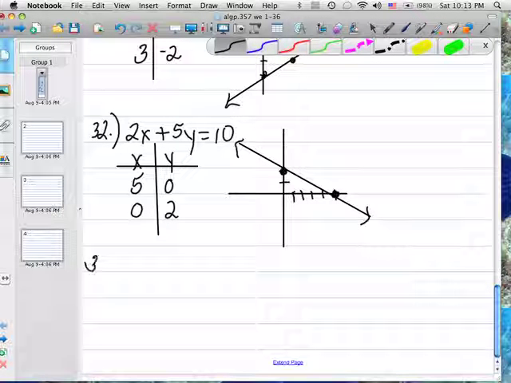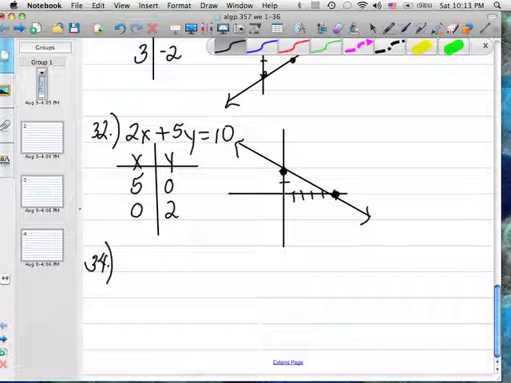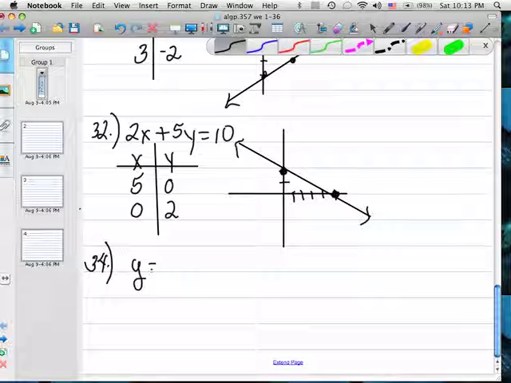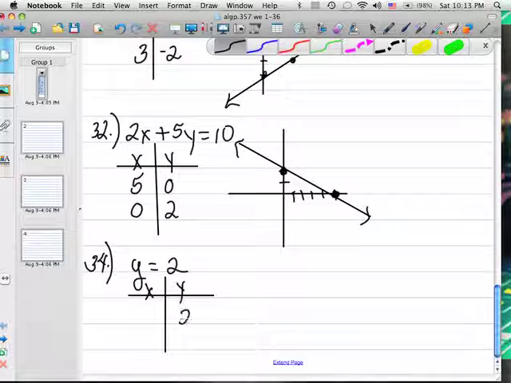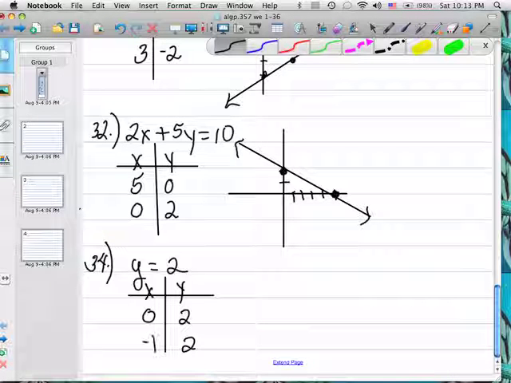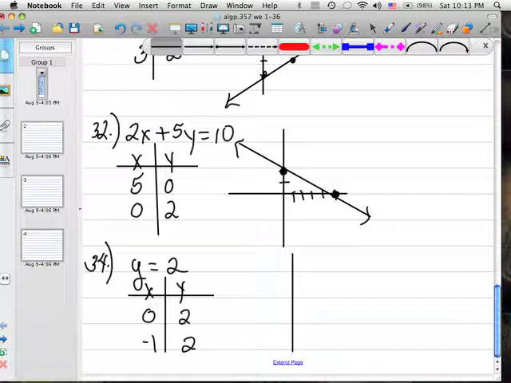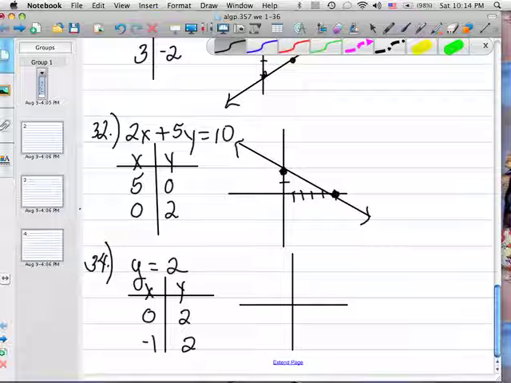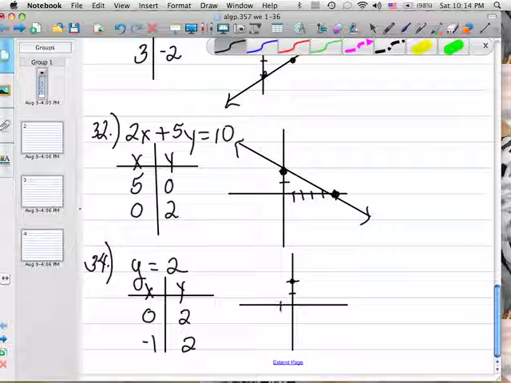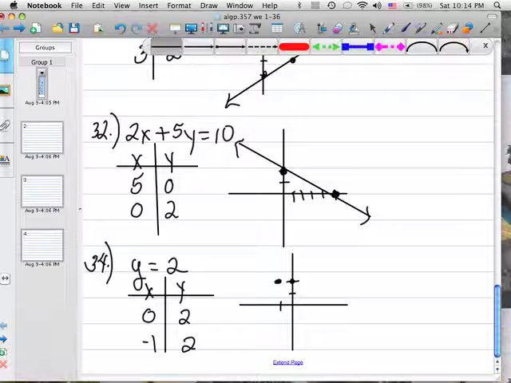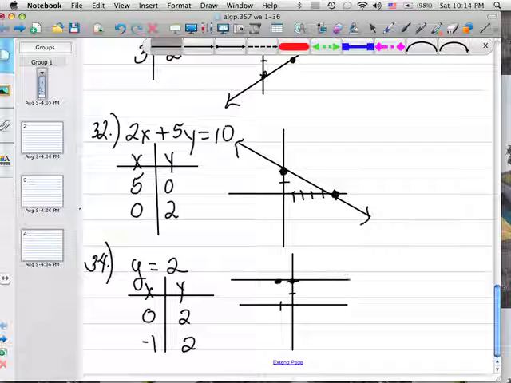And problem 34. Y equals 2. This just says that y must be 2, so no matter what ordered pair I have, y is always 2, so I could let x be 0 and x be negative 1, and those two would work. And this is going to turn out to be a horizontal line. So if x is 0, y is 2. If x is negative 1, y is 2. So it's going to be a horizontal line. And all the values on it, y is going to be 2.